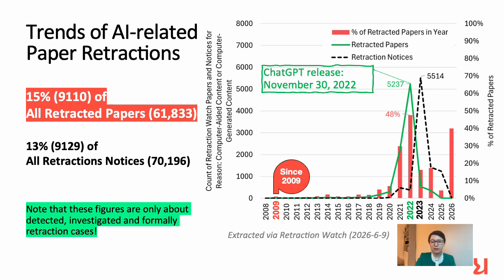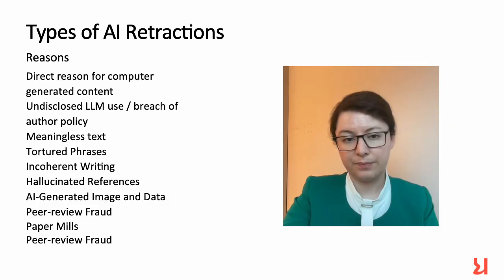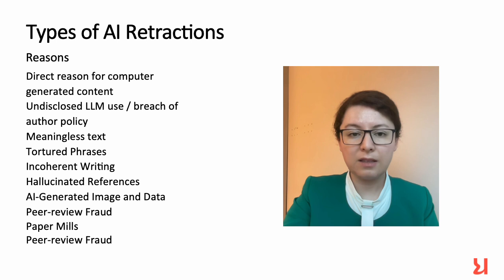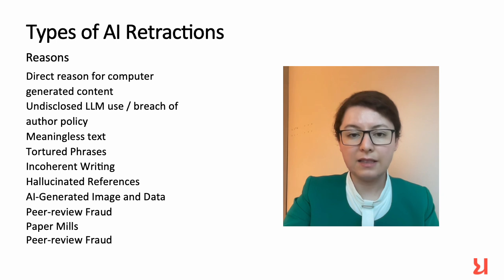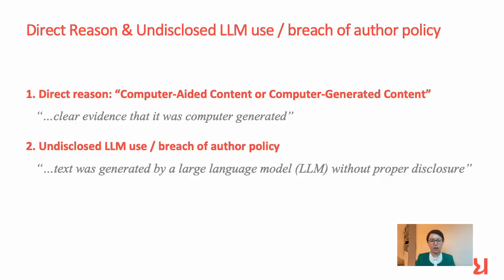But what exactly do we mean by an AI-related retraction? That phrase actually covers many different situations. There is no single type of AI-related retraction. Instead, AI can leave traces at many different stages of the research and publishing process. Let's begin with the most direct and easiest forms of recognizing: cases where journals explicitly identify computer-generated content.